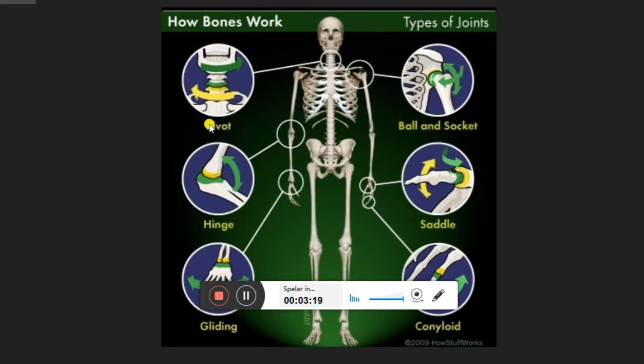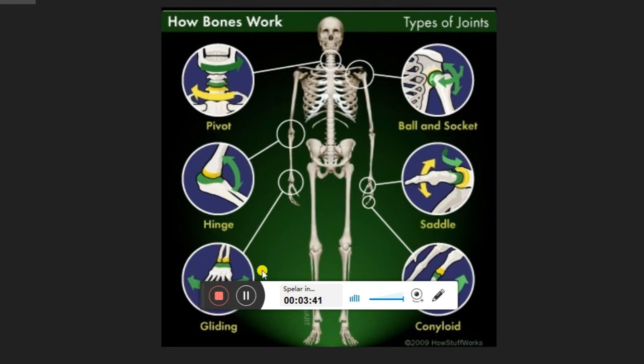Here you see the pivot joint, then the hinge joint, the gliding joint, and the ball and socket joint. Apart from that, a saddle joint is also there, and another is the condyloid joint. In detail, you have to study the main 4 joints.